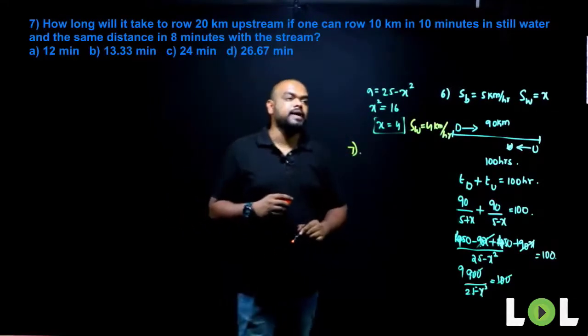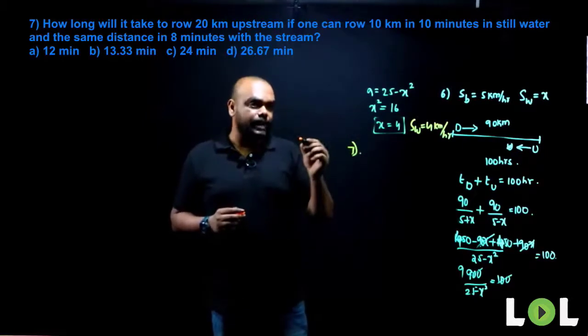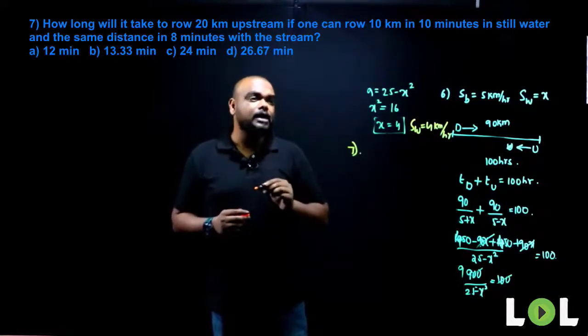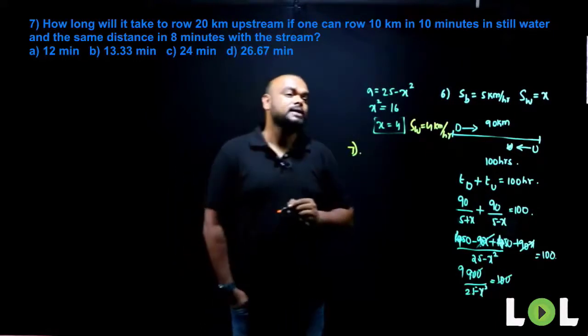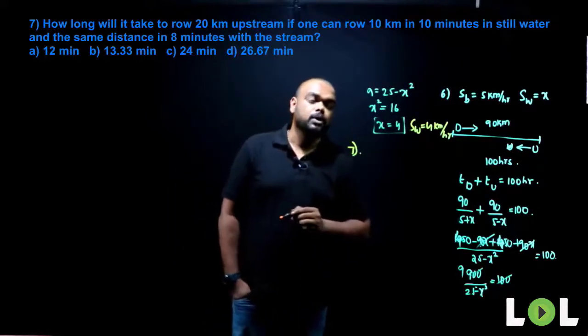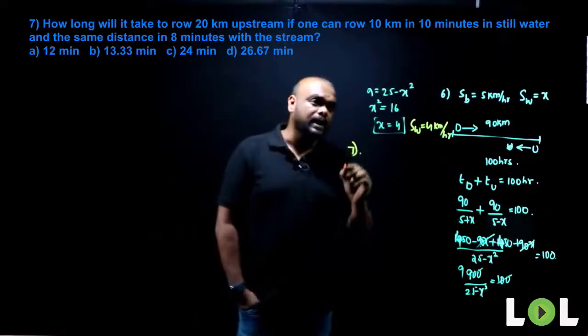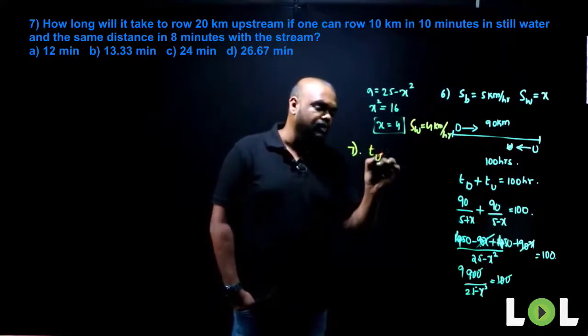Question number 7, what do we have here? It says, how long will it take to row 20 km upstream if one can row 10 km in 10 minutes in Stillwater and the same distance in 8 minutes with the stream? What is he asking? How long will it take to row 20 kilometers upstream? It means he's asking time during the upstream.